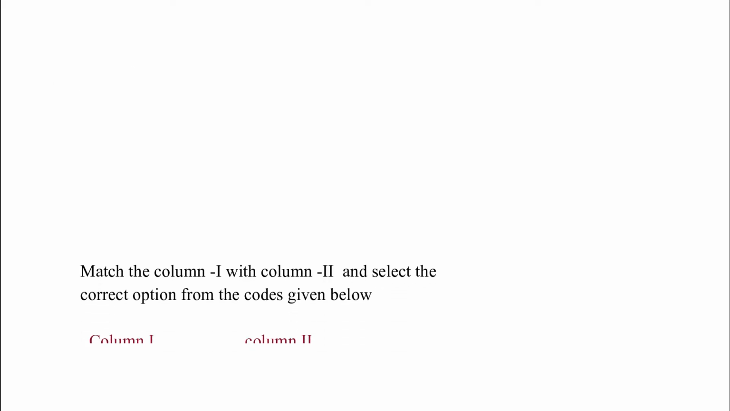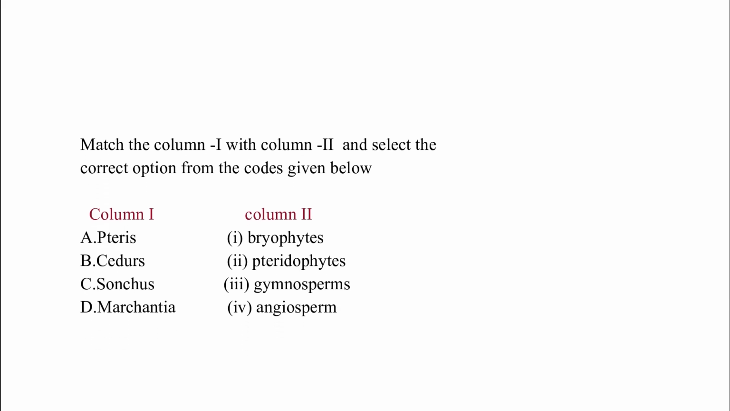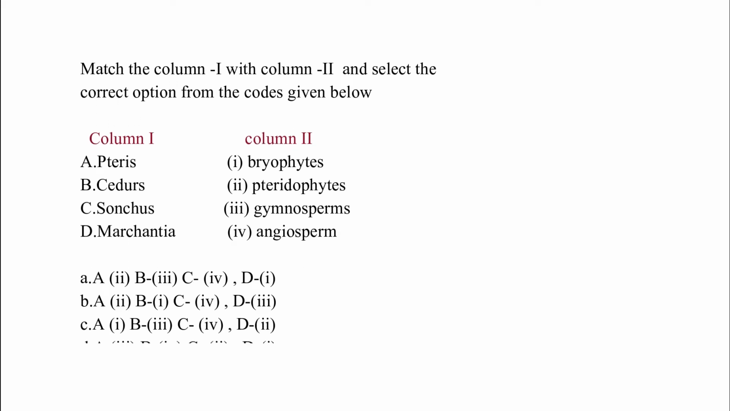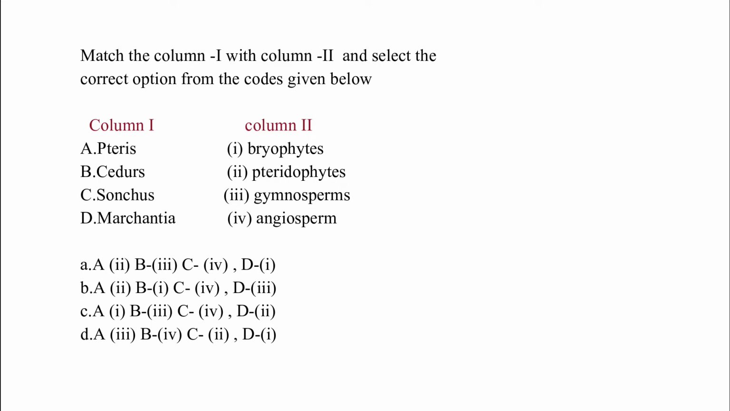Match the column I with column II and select the correct option from the codes given below. Column I, Pteris, Cedrus, Sonchus, Marchantia. Column II, bryophytes, pteridophytes, gymnosperm, angiosperm. The correct answer is option A, which is Pteris matches with pteridophyte, Cedrus matches with gymnosperm, Sonchus matches with angiosperm, Marchantia matches with bryophytes.